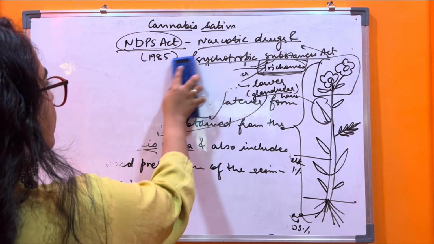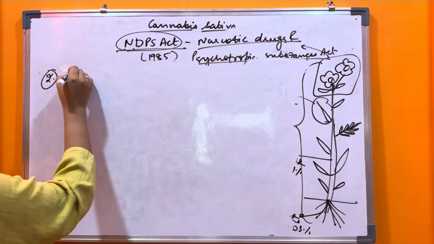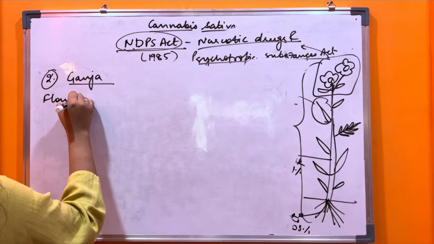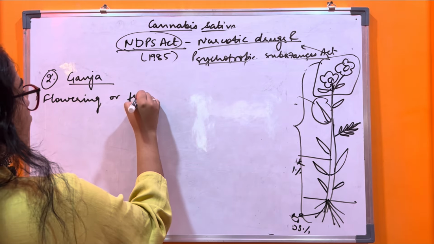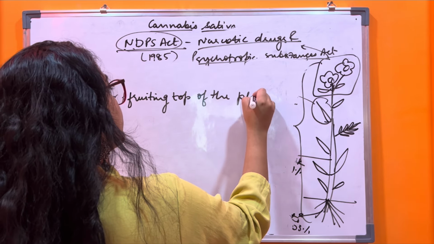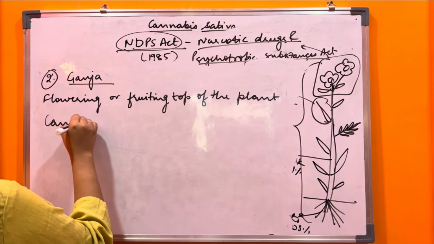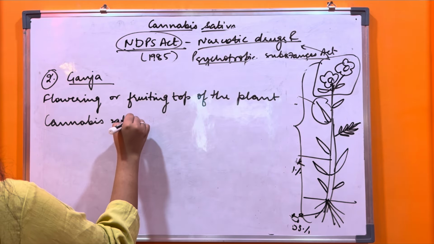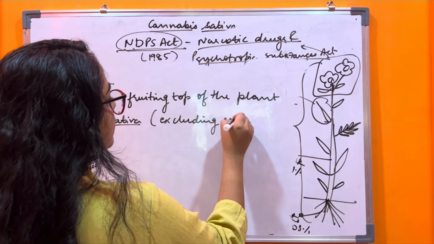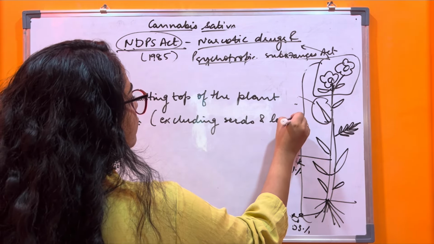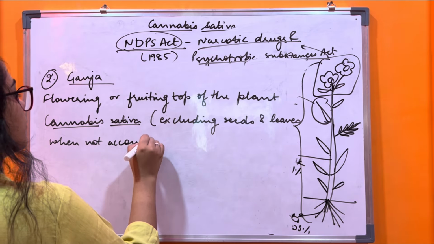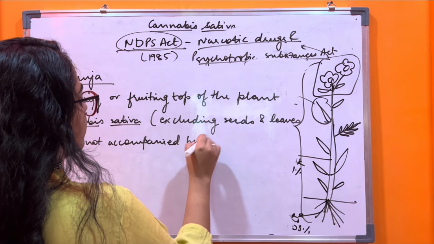Let's come to studying ganja. Ganja means the flowering or fruiting top of the plant Cannabis sativa excluding seeds and leaves when not accompanied by the top.